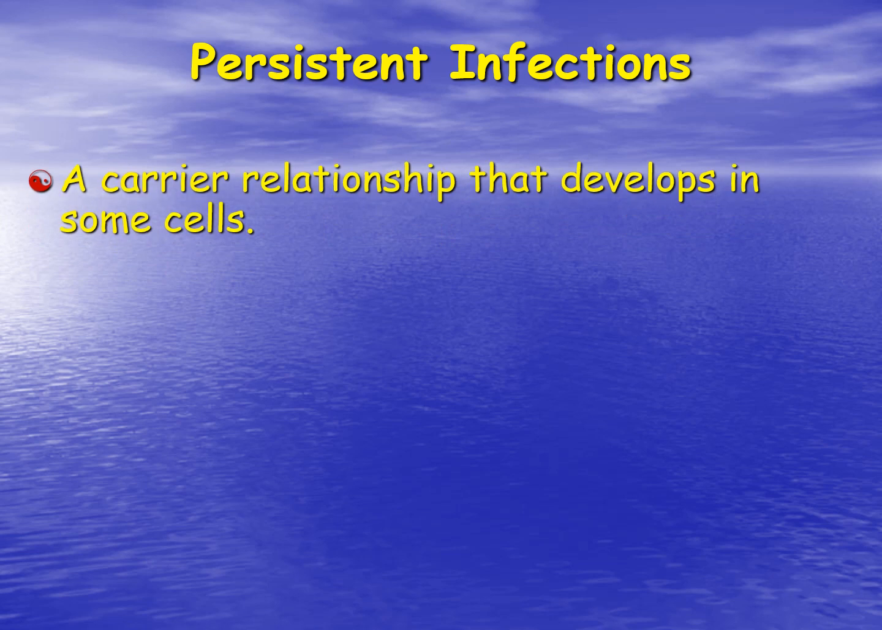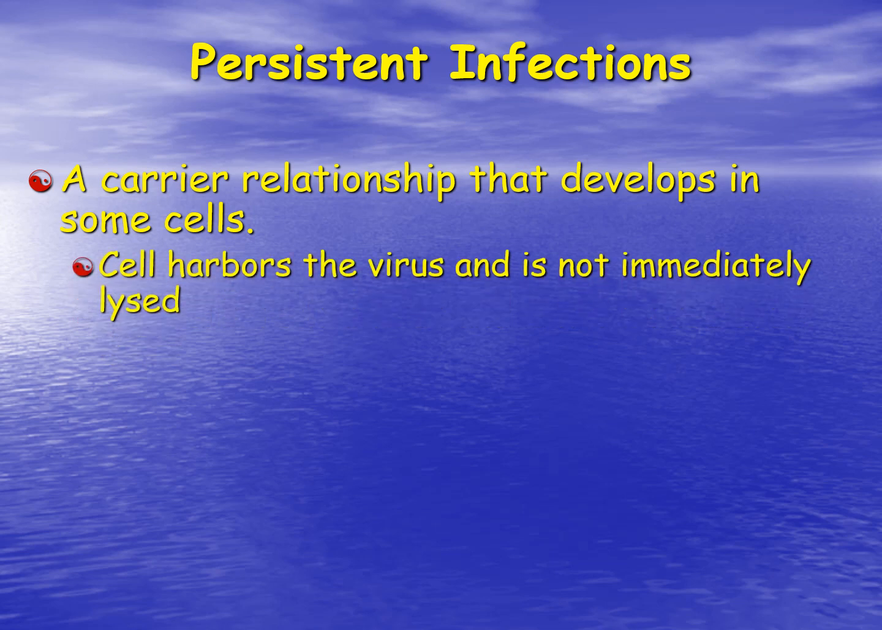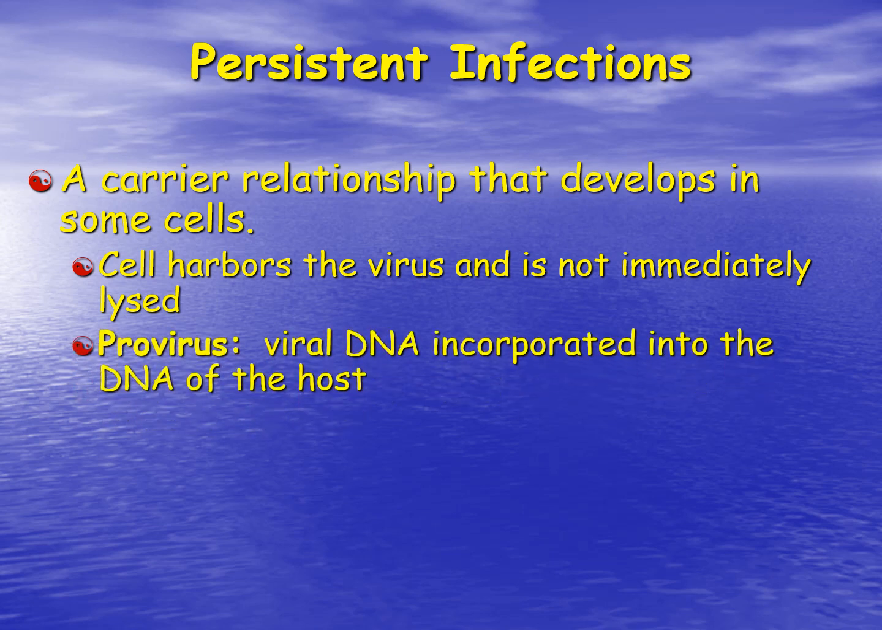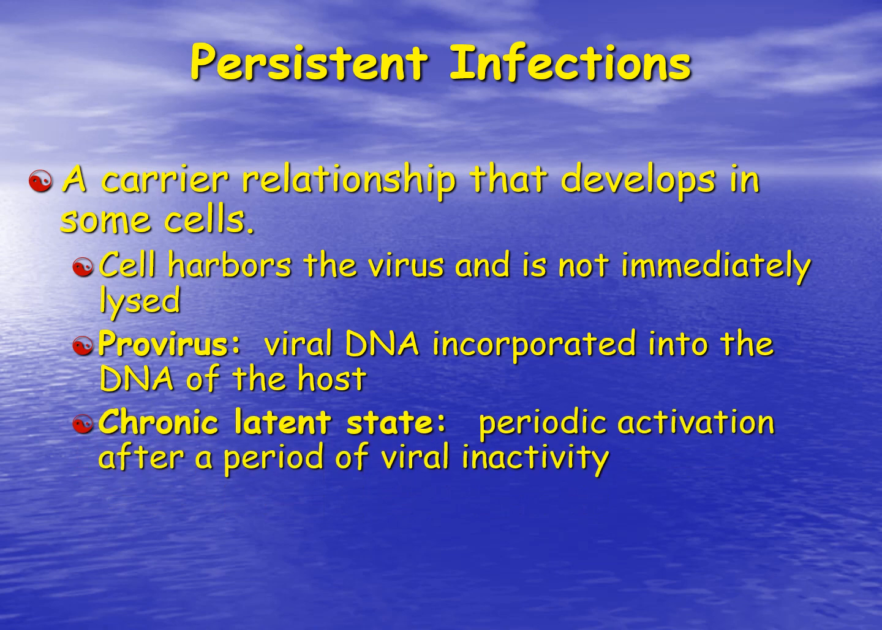Now, a carrier relationship can develop between some cells and viruses. The cell can harbor the virus, but is not immediately destroyed by the virus. A provirus is simply where the viral DNA becomes incorporated into the DNA of the host cell, where it can sit silently, sometimes for years. This then sometimes results in a chronic latent state where we get periodic activation after a period of viral inactivity.